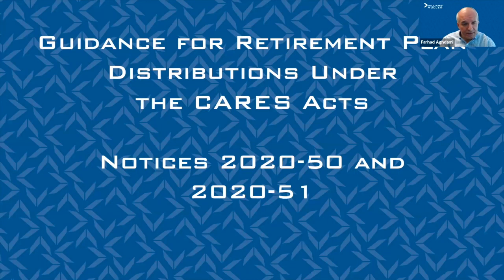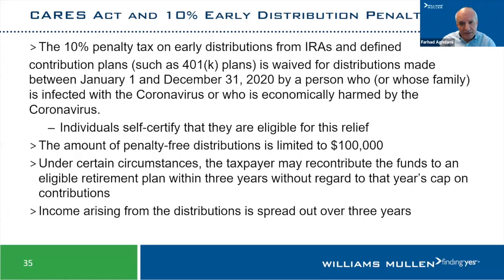So the first thing is under the CARES Act, there are a couple provisions that I think are interesting for individual taxpayers. One of the provisions included the waiver of the 10% penalty tax on early distributions from IRAs. The idea was to make relief available or allow folks to access funds in their IRAs if they are encountering something related to the coronavirus, if they're economically harmed, and they're allowed to withdraw up to $100,000 in distributions on a penalty-free basis.